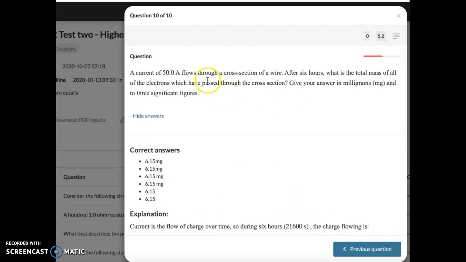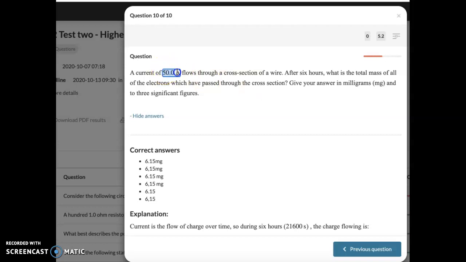Now, if you have 50 amps, the way to solve this problem is to work out what is the total charge, and knowing the elementary charge, we know that one electron has a charge of 1.6 times 10 to the minus 19 coulombs. So that's what one electron has. So let's find how much charge there is in total and then divide it by that to find the number of electrons, right?